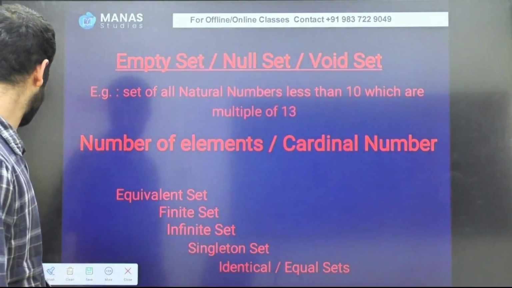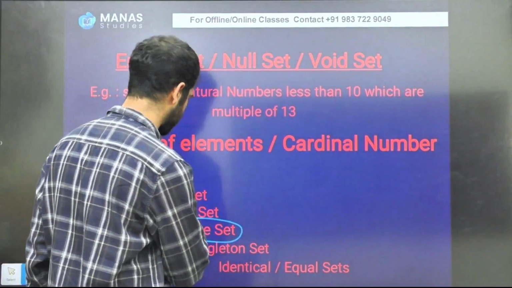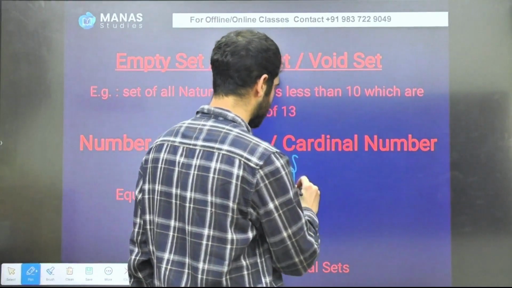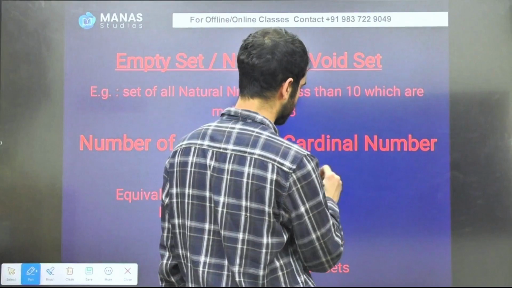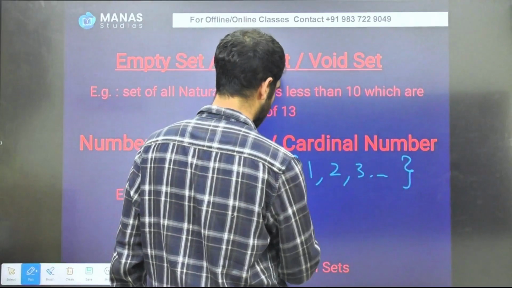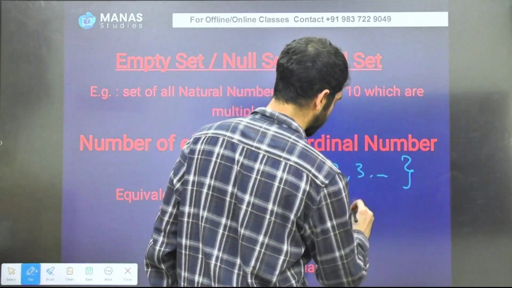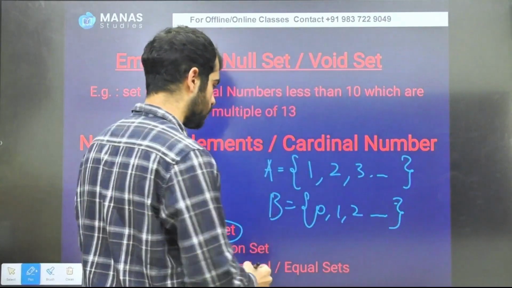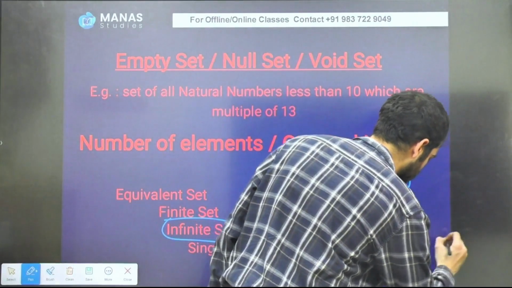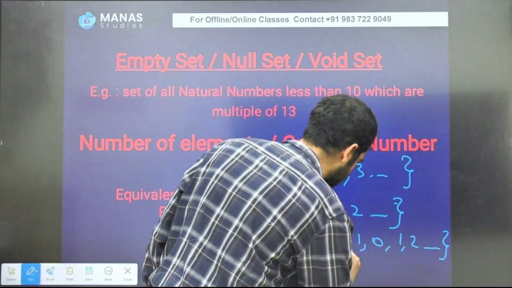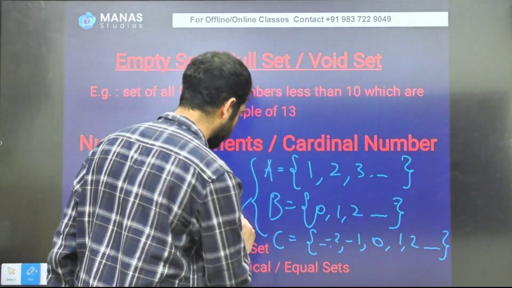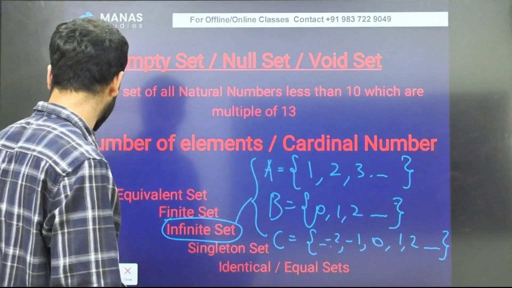Let's talk about another classification, that is an infinite set. Now if the elements of any set cannot be counted, then it is known as an infinite set. Let's take the example of natural numbers 1, 2, 3. They continuously go on. Let's talk about whole numbers. The set of whole numbers will contain 0, 1, 2 and so on. If we talk about integers, the set of integers will comprise positive integers. It will also contain negative integers which cannot be counted. So they all will fall under the category of infinite sets since the number of elements cannot be counted.